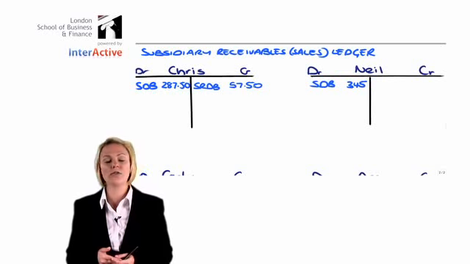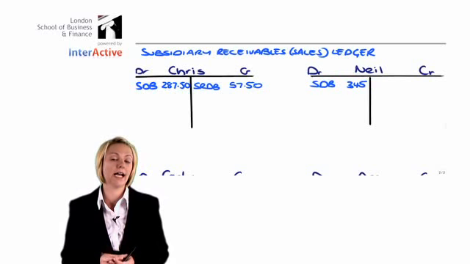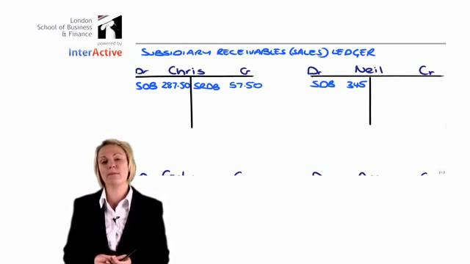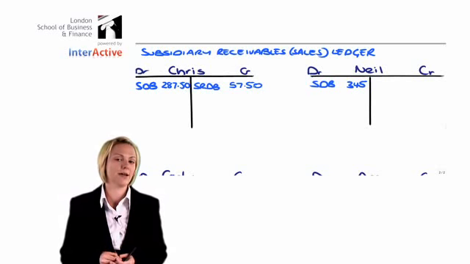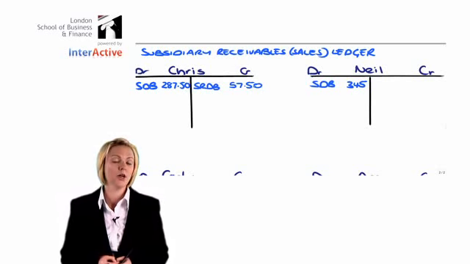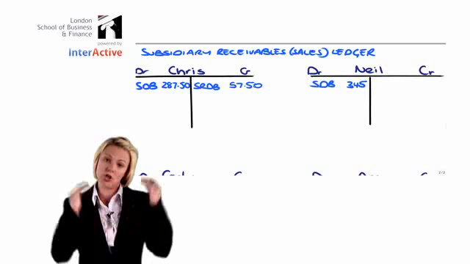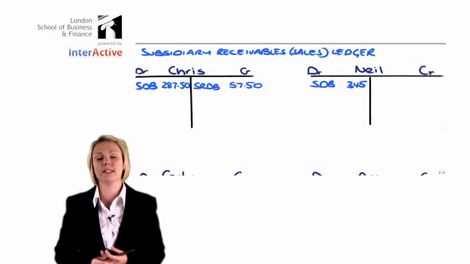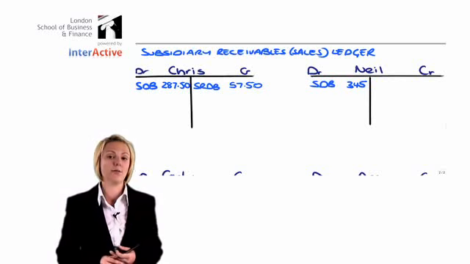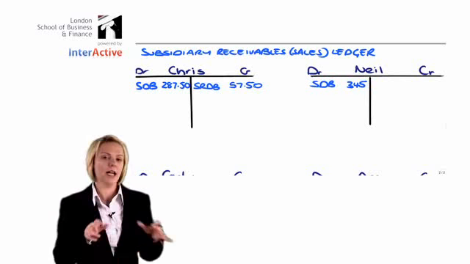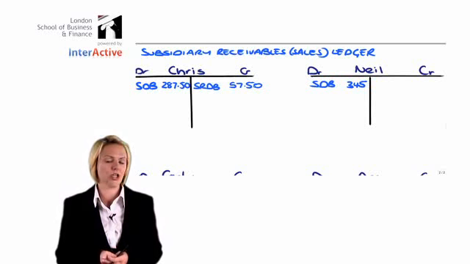Remember, the net amount of the return is always after trade discount, and the net amount will get posted as an expense to sales returns in the statement of comprehensive income, which will reduce the sales figure at the top of the statement of comprehensive income. And just to remember, a return reduces the receivable in the control account and also in the subsidiary ledger as well.